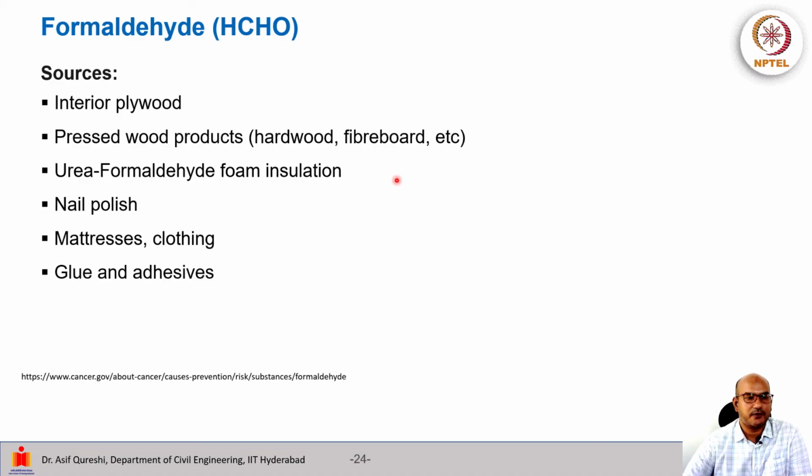Then urea formaldehyde foam insulations can have a source of formaldehyde. Some nail polish products can be a source of formaldehyde emissions. Then we may have emissions from mattresses and clothing. Then glues and adhesives also can have formaldehyde component in them. So again, these are very different types of products. We have wood products, and then we have nail polish, which is a beauty related product, insulation, and then mattress and clothing, which is like bedding and every person related thing. Then glues and adhesives, which are typical application. So a lot of sources of formaldehyde.